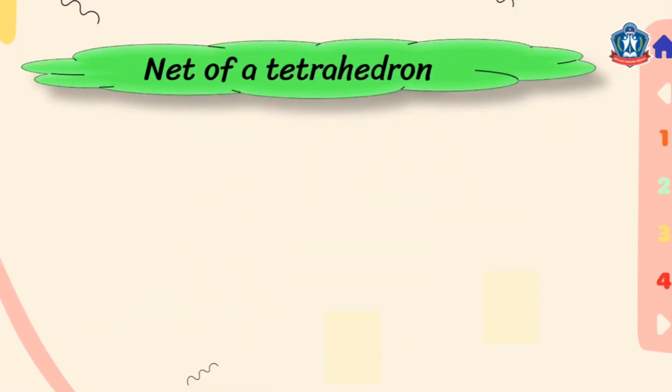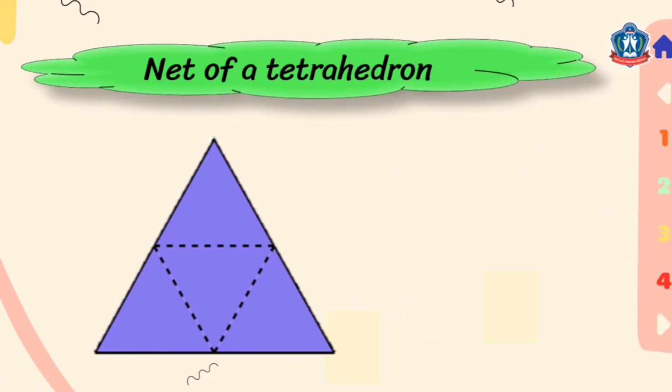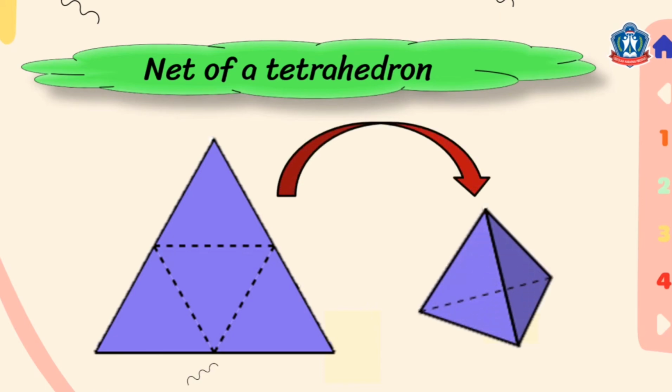Another is a net of a tetrahedron, like this. A tetrahedron consists of 4 equilateral triangles. When we say equilateral, all sides of the triangle are of the same measurement. So if we fold these 4 triangles, it will make a tetrahedron like this. A tetrahedron is also called a triangular pyramid.